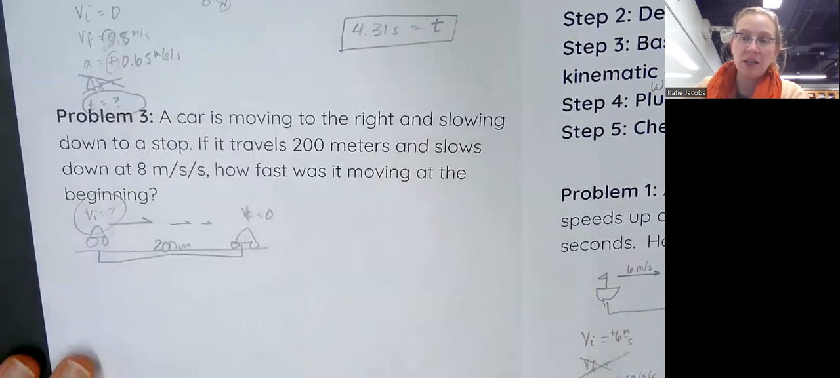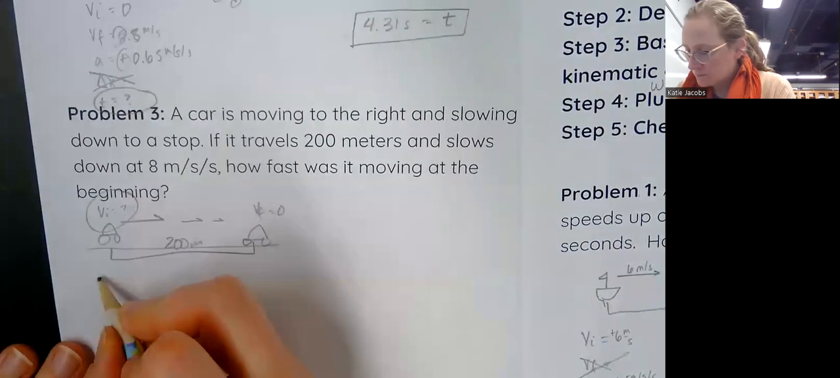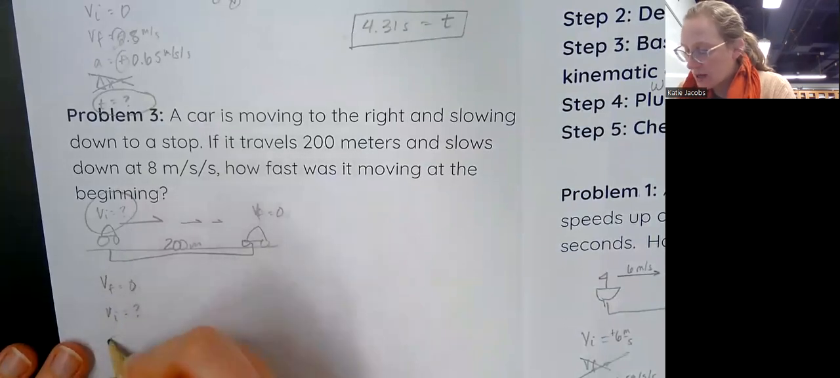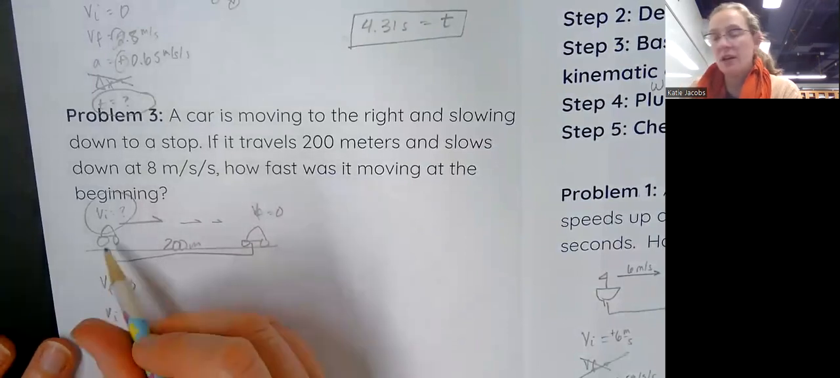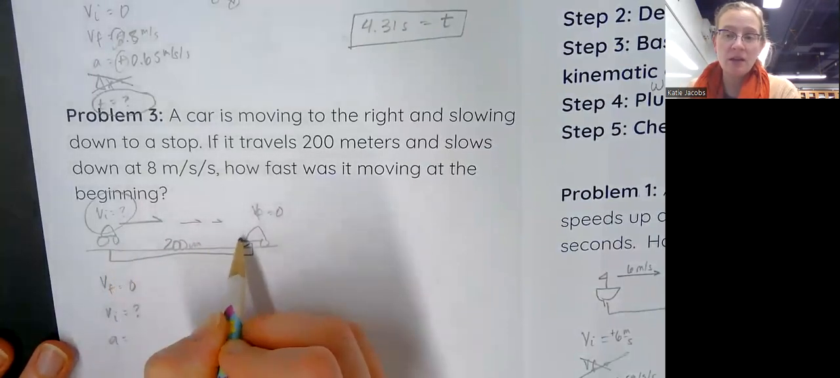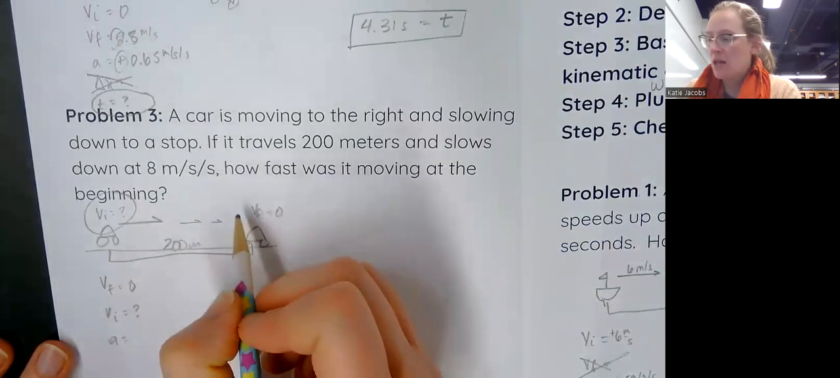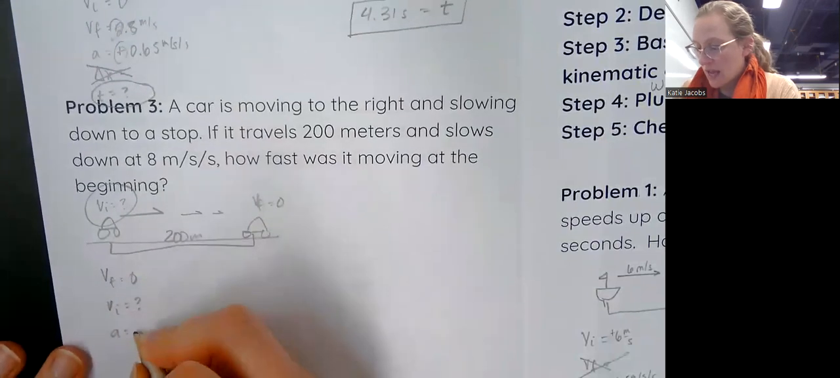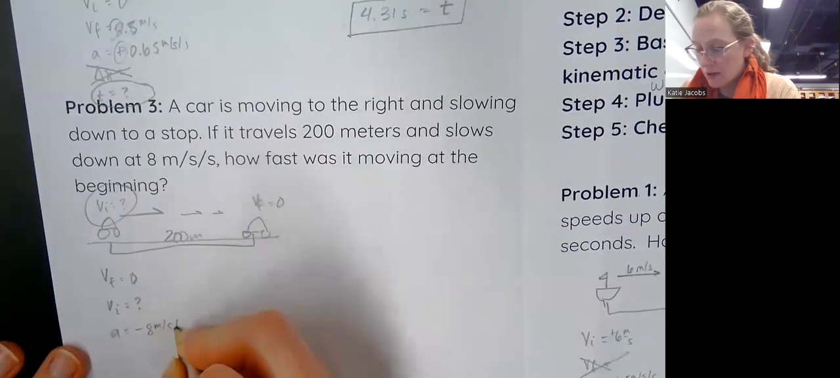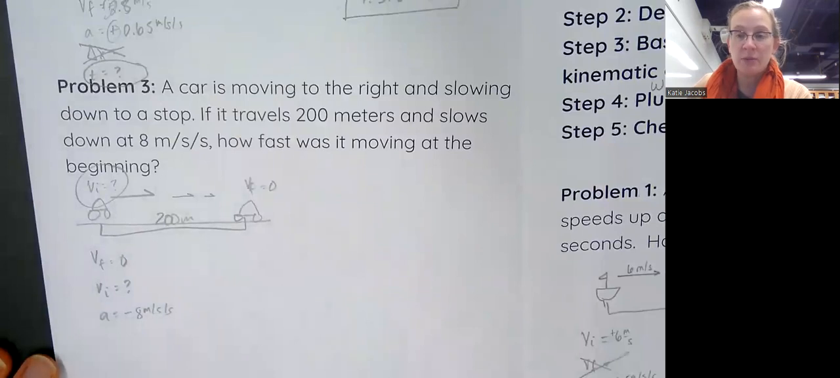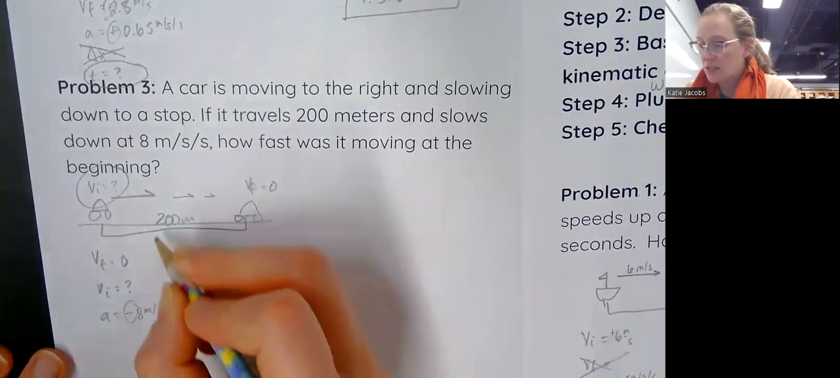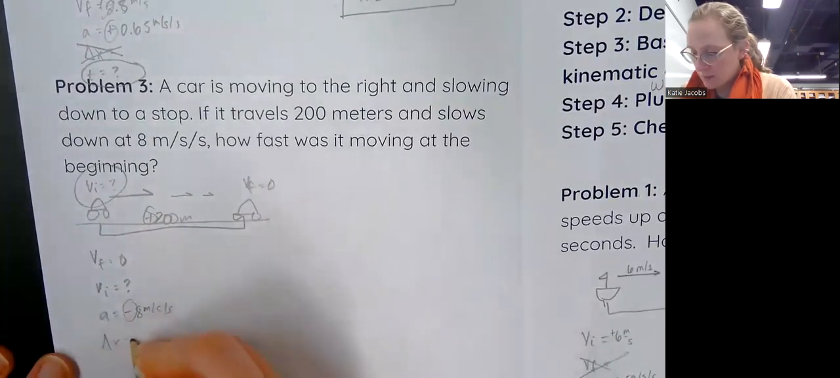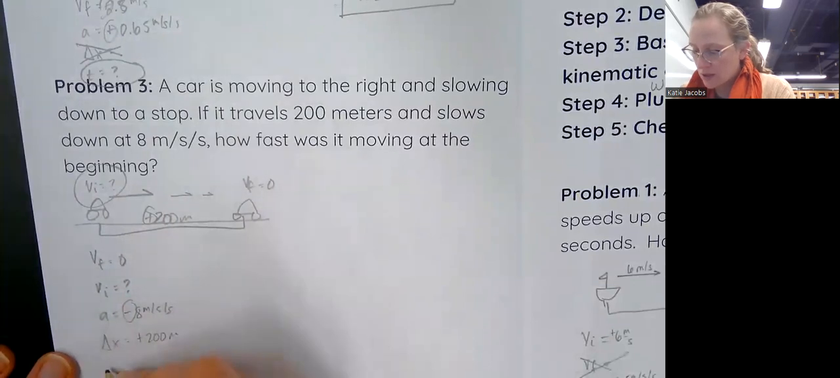How fast was it moving at the beginning? They want to know initial velocity. Final velocity is 0. Initial velocity is unknown. What's important here is that if the car is moving to the right and it's slowing down, the acceleration has to be in the opposite direction. That's the definition of slowing down. So it's not 8 meters per second per second, it's negative 8 meters per second per second. Acceleration and displacement have to be in opposite directions to be slowing down. The displacement was to the right, the acceleration is to the left.